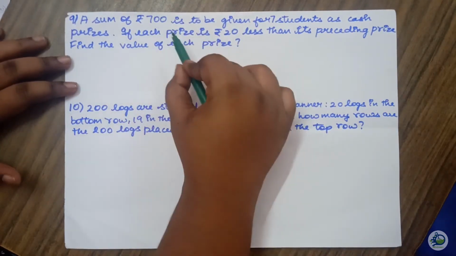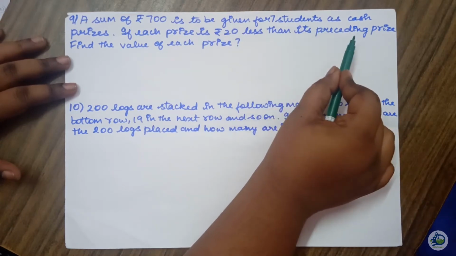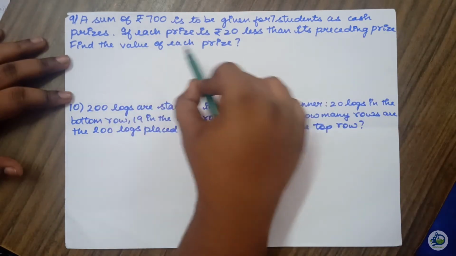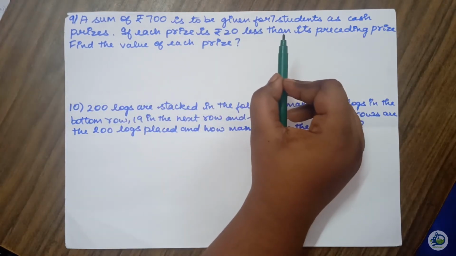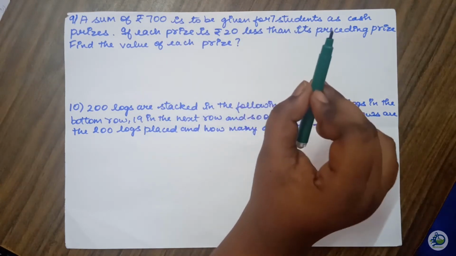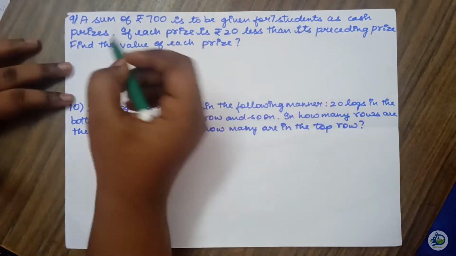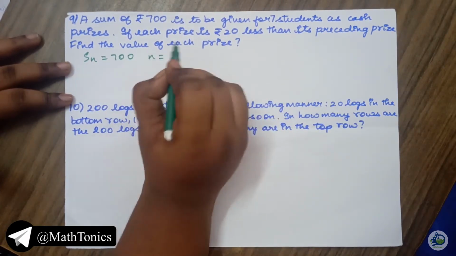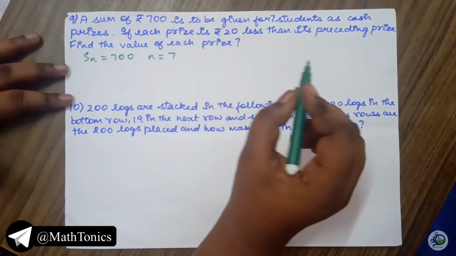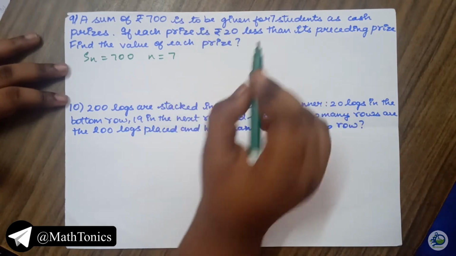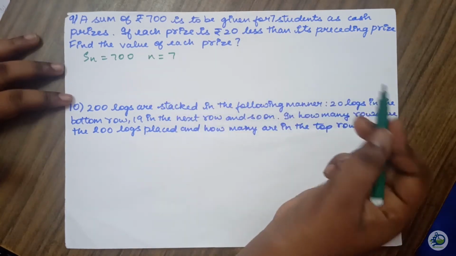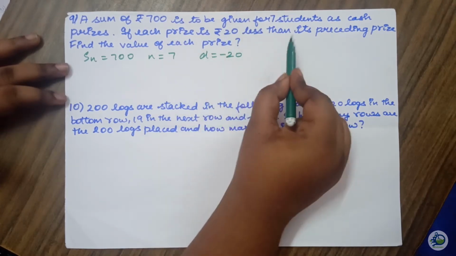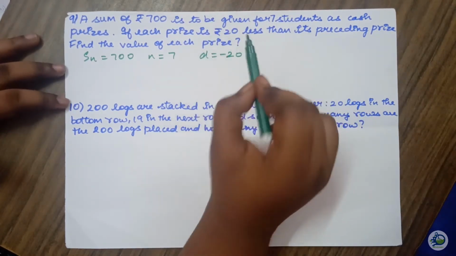A sum of 700 is to be given for 7 students as cash prizes. If each prize is 20 less than its preceding prize, find the value of each prize. So a sum of 700 rupees is to be distributed among 7 students. So the Sn is 700. Number of students is 7, so the total N value is 7. So we are going to distribute to 7 students. Each prize is 20 less than its preceding prize, which means D is equal to minus 20, because it is 20 less than its preceding prize. So it is minus 20.